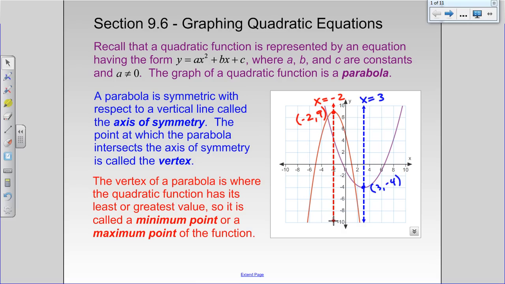Notice from the graphs that the vertex of a parabola is where the quadratic function has either its least or its greatest value. So it's often called a minimum point or a maximum point of the function. The blue parabola, since it opens upward, has a minimum point at 3, -4. And the red parabola, since it opens downward, has a maximum point at -2, 9.